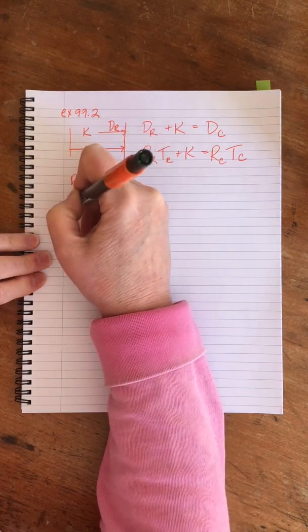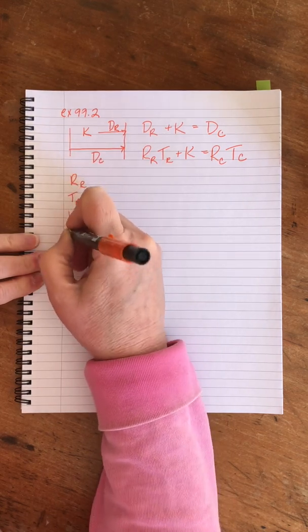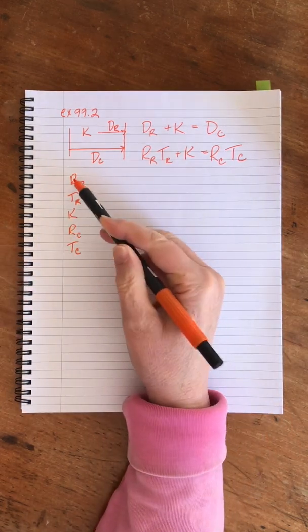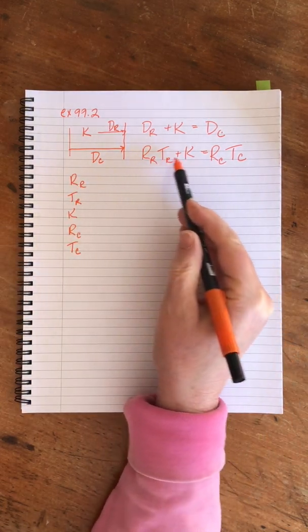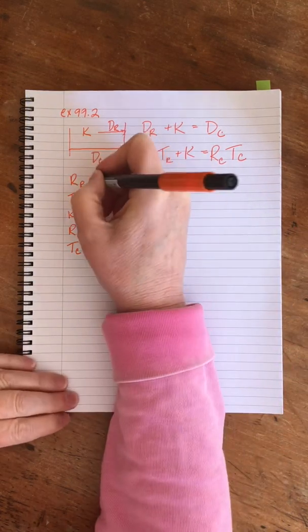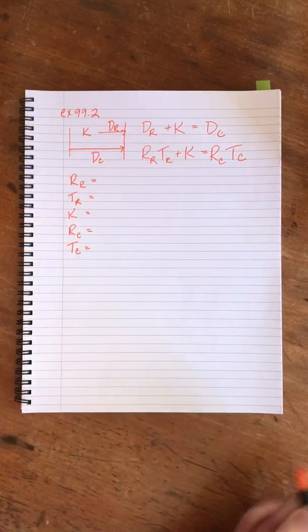RR, TR, K, RC, TC. Ideally, I like to put these in the same order that they appear here, so when I go to fill them in, it'll be really easy. But it's not the end of the world if you don't. I'm just always looking for ways to make it easier. You know what I'm saying?